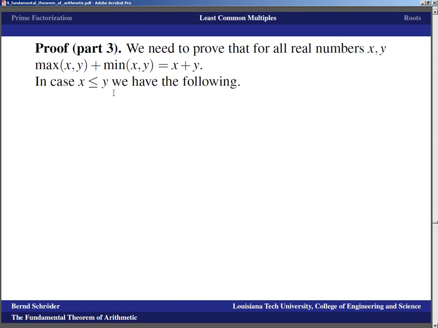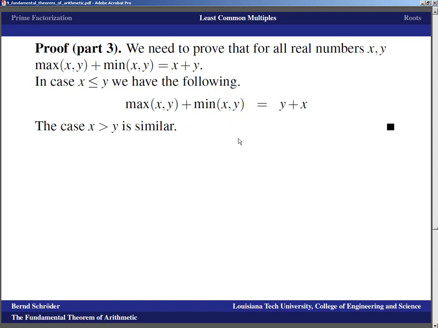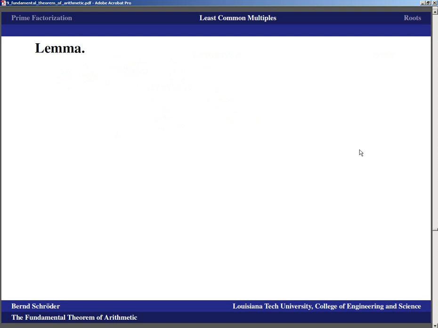And for the case x less than or equal to y, we have the following. We have the maximum of x and y plus the minimum of x and y. Well, the maximum is y and the minimum is x. And that means that the sum is x plus y. And the case x greater than y is, of course, similar. And that finishes the proof.